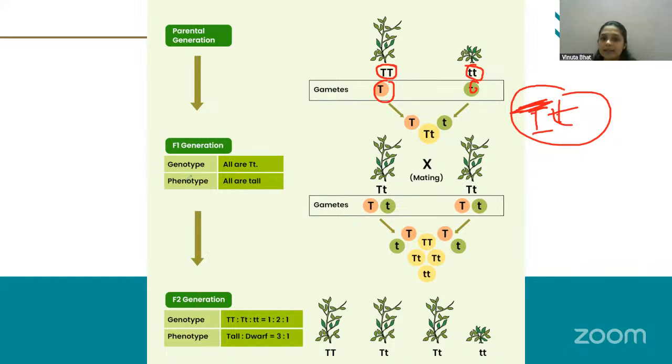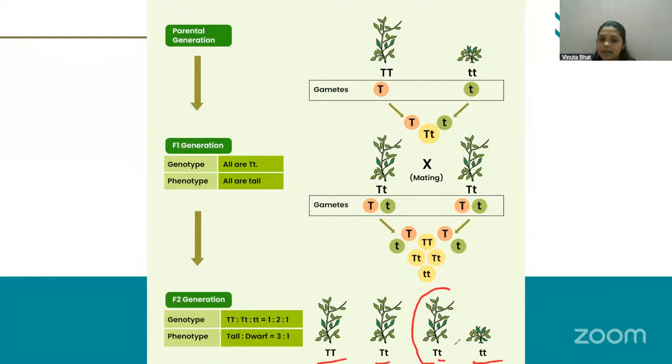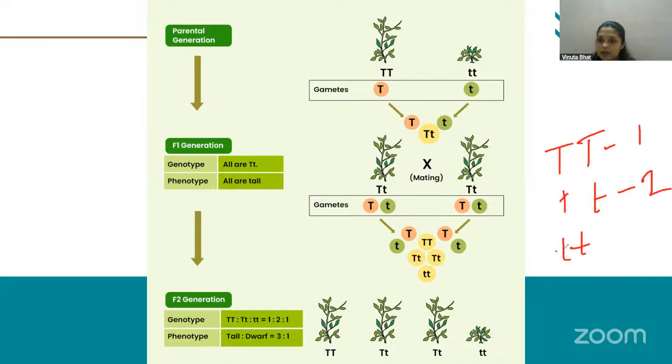When the F1 plants are crossed, see, this plant has capital T small t, and this plant also has capital T small t. When these plants are crossed, a total of 4 plants were obtained. Of those, 3 plants are tall and 1 plant is dwarf. But what is the genotypic ratio? Capital T, capital T is 1 plant, capital T, small t is 2 plants, and small t, small t is 1 plant. So it is 1 is to 2 is to 1.